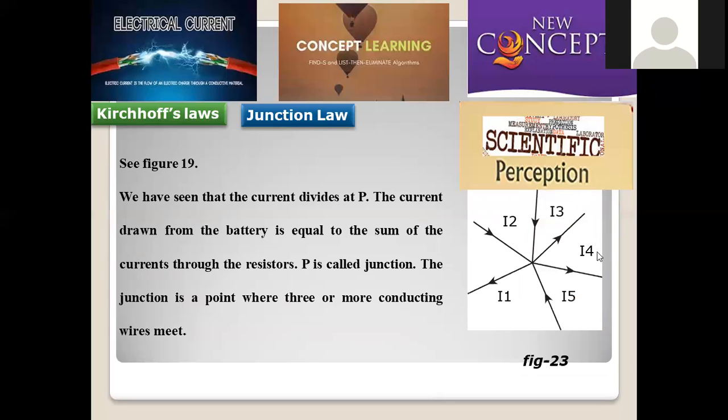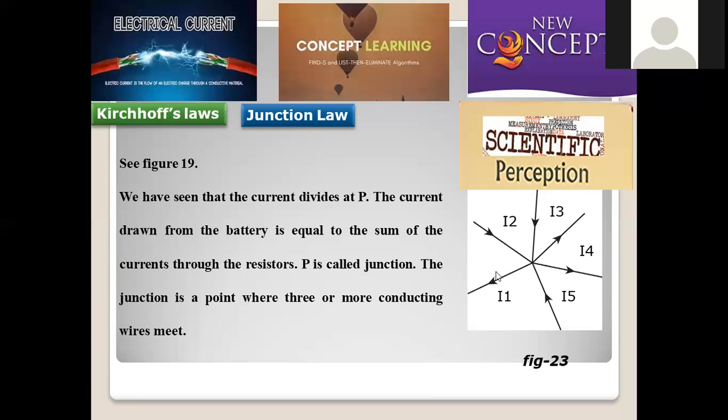Let us see. As mentioned in the figure, we have seen that the current divided at P, and the current drawn from the battery is equal to the sum of the current through the resistors. P is called the junction. The central part present here is denoted as a junction point, and that is P. The junction is a point where three or more conducting wires meet, right? Here you can find a point where all the conducting wires are connected, and this is denoted as the junction point, symbolized as P.